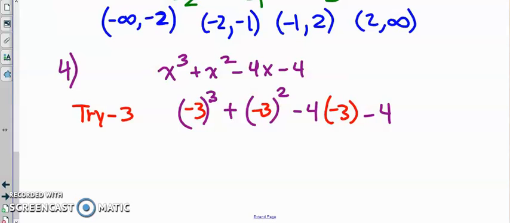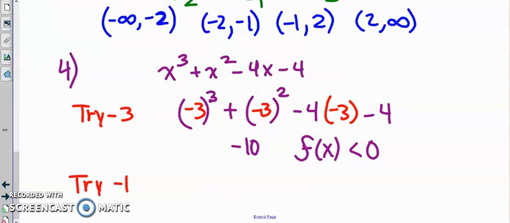And when you put it in, we get a -10 as your answer. So that means here, this is f of x is less than 0. So that means that's going to be part of our answer choice because it's less than 0. It's a negative number. All right, second one we said we're going to try -1.5. And again here, we're going to substitute -1.5 in for everything.